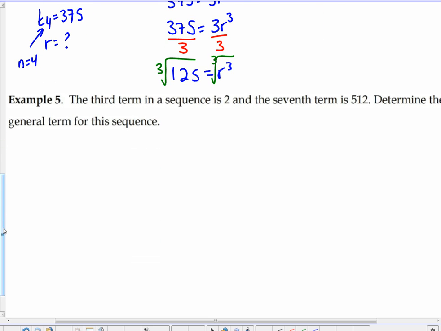Let's look at number 5. It's a great question. So the third term, 1, 2, 3. The third term in the sequence is 2. And the 7th term is 512. So 4, 5, 6, 7, 512. Determine the general term of the sequence.